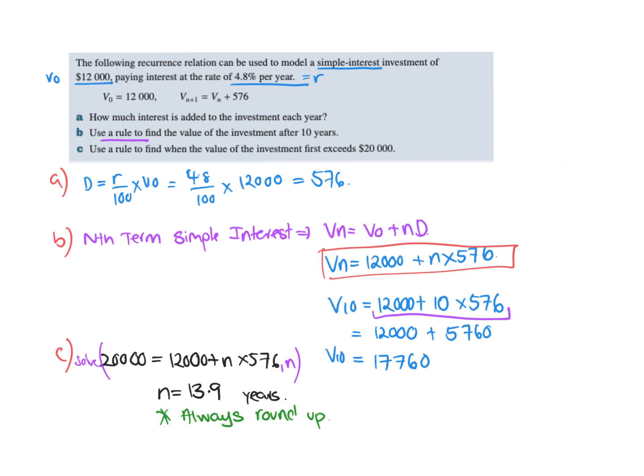So once you've hit a number, like 13.9, it says to find when does the investment first exceed, you're going to say after 14 years. So write all this, so then we'll just say the answer: it exceeds 20,000 after 14 years.